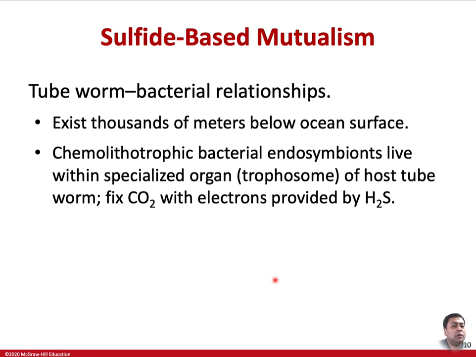Another type of mutualism is a sulfide-based mutualism, and we are going to look at a tube worm example, which, along with the bacteria, exists thousands of meters below the ocean surface. We are going to see that these tube worms do have a relationship with these chemolithotrophic bacterial endosymbionts, which live inside the cells of these tube worms, within a specialized organ called the trophosome. These bacteria live within the trophosome, and they help carbon dioxide fixation with the electrons provided by the hydrogen sulfide. So we are going to take a look at that.